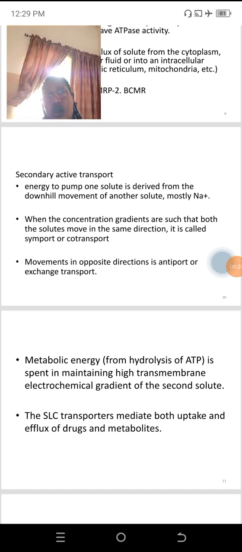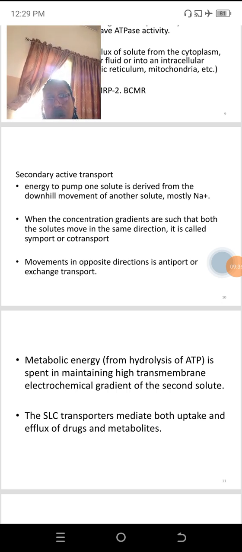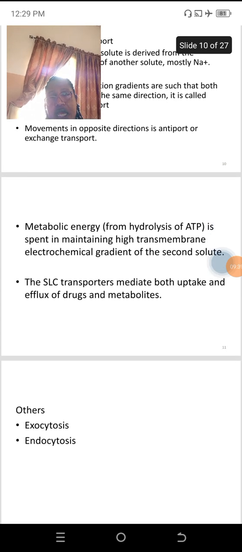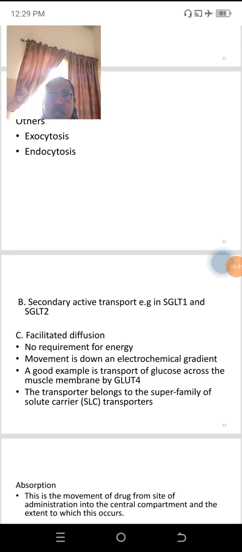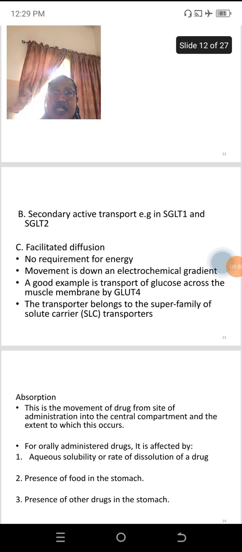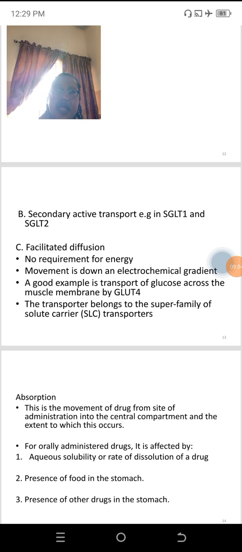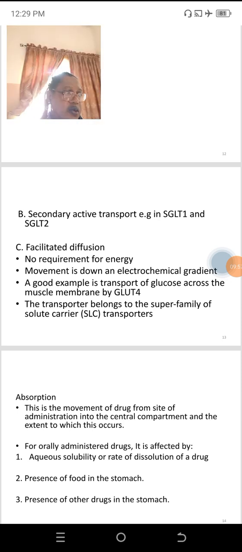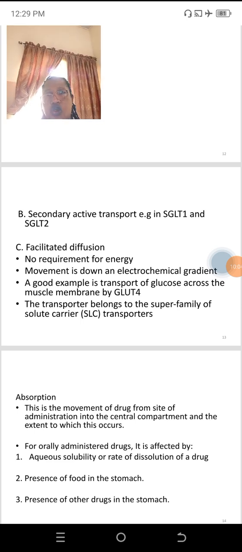The solute carrier transporters, SLC, mediate both uptake and efflux of drugs and metabolites. Another example of secondary active transport is in the sodium glucose cotransporters 1 and sodium glucose cotransporters 2.